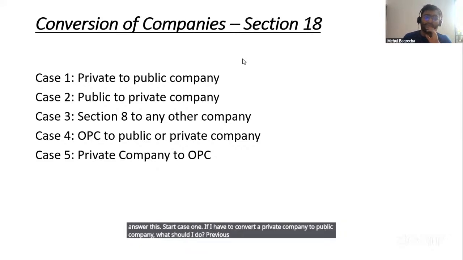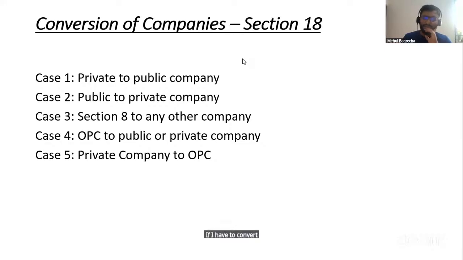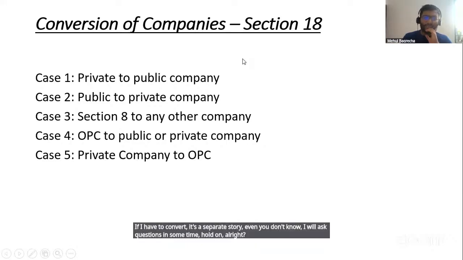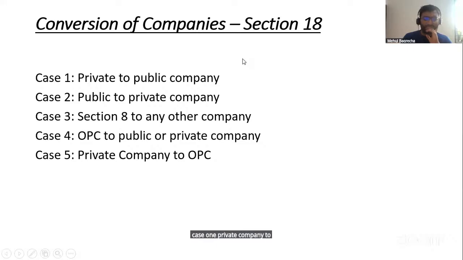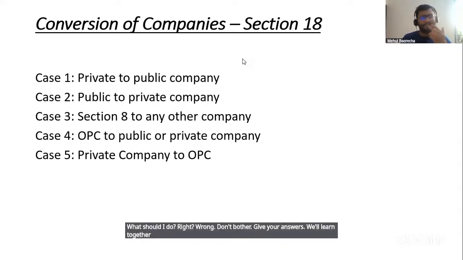Previous batch students, hold on. New batch students, answer. If I have to convert, it's a separate story. Even you don't know. I will ask questions in some time. Hold on. All right. Case 1. Private company to public company. What is the mechanism? Answer. I want to convert. Go ahead. I'm sorry, somebody was answering. What should I do? Right, wrong, don't bother. Give your answers. We'll learn together. Who cares?